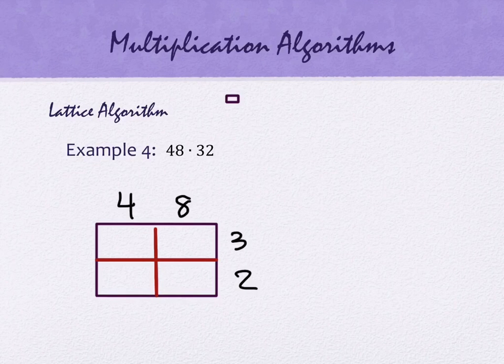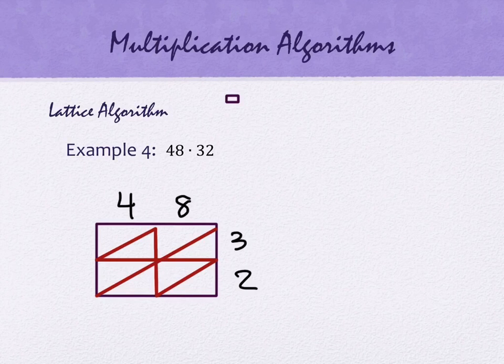Now, we did lattice before. We did it with addition. And do you remember when we did the lattice, we divided each of our boxes into diagonals? We're going to do that again here. So divide up your boxes into diagonals. Now, when we did it for addition, we added row, column, and we put the two-digit number, the top digit on the left, bottom digit on the right. We're going to do the same thing here, except we're multiplying, because this is products, not sums.